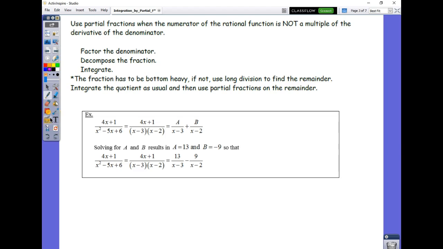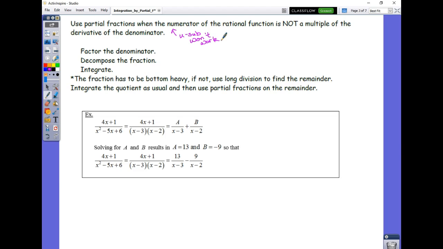So we're going to use partial fractions when the numerator in a rational function is not a multiple of the derivative of the denominator. Specifically, what we're stating is that u sub won't work. We should always look to see if u sub works. We should also be looking to see if there's a factor that can be factored out, because that would be nice too. But the significance is we're going to factor the denominator, decompose the fraction, and integrate.